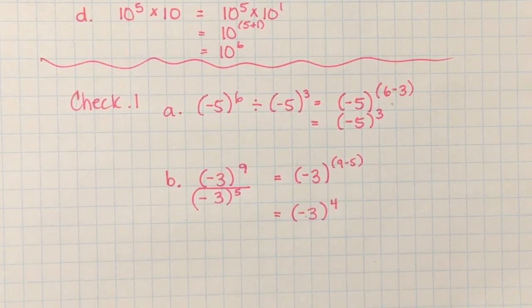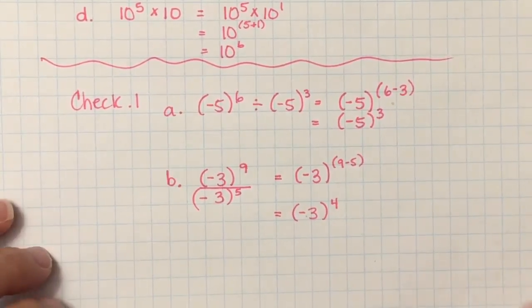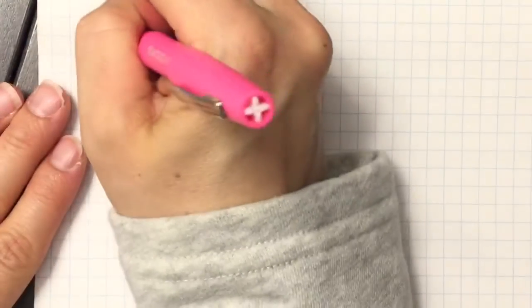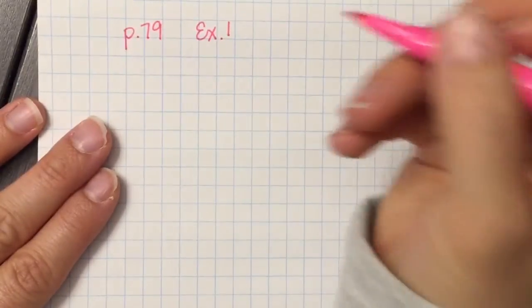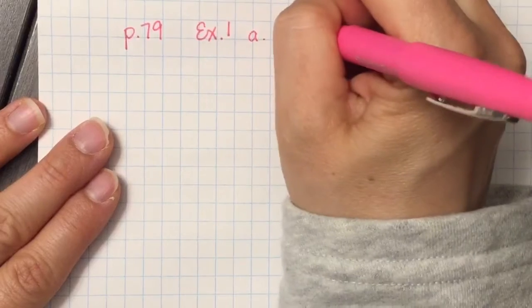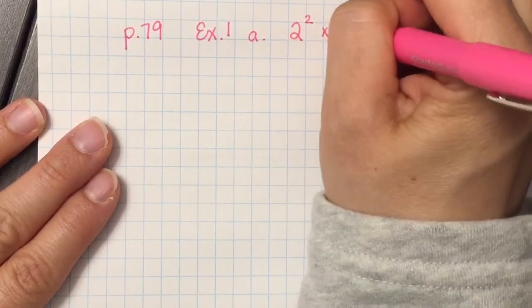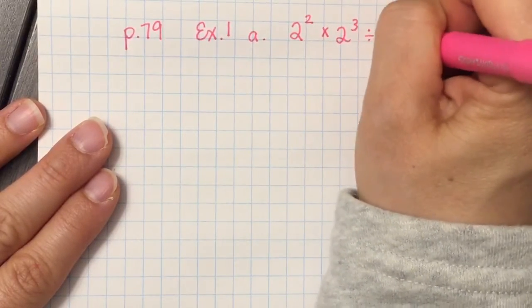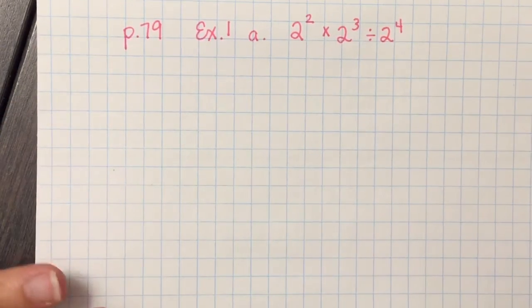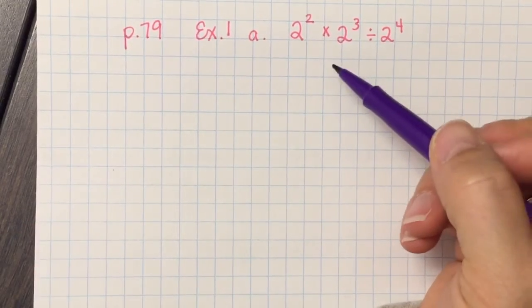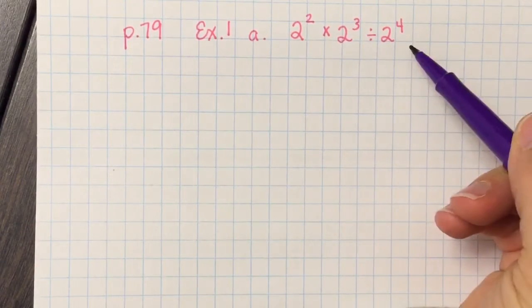And the next one, like example 3, just combines using multiplication and division at the same time. So let's try one together. Page 79, example 1. A says 2 squared times 2 cubed divided by 2 to the 4th. Okay, because it's multiplying and dividing, we can do either or, but we start from left to right.